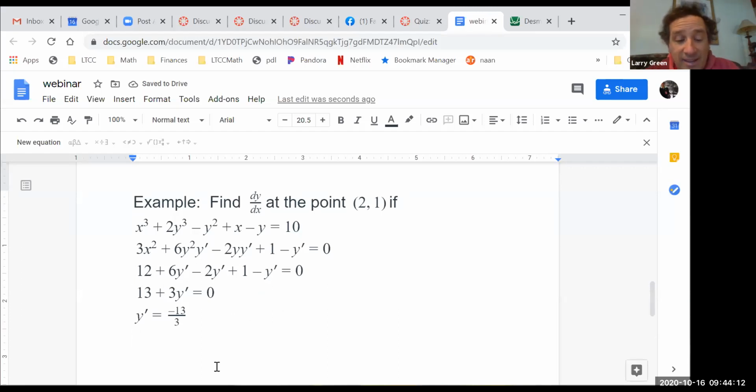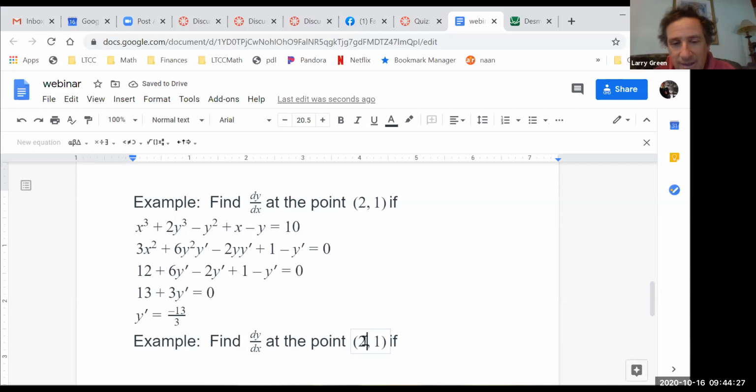Okay, let me give you the next example. They're getting harder. And I'm just going to copy and paste. Maybe I'll change the numbers around a bit. How about a negative 1, 1? Now let's do an equation.